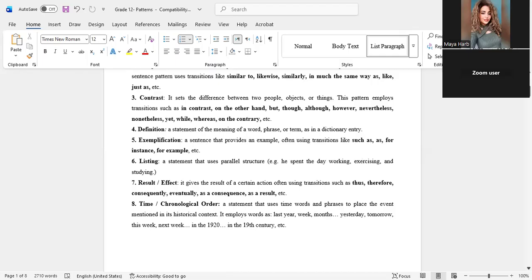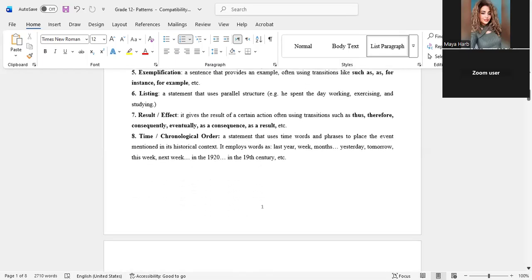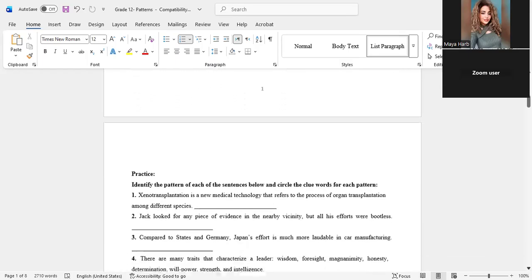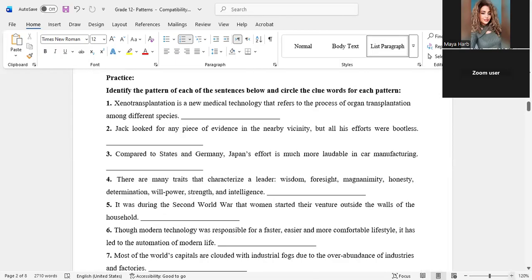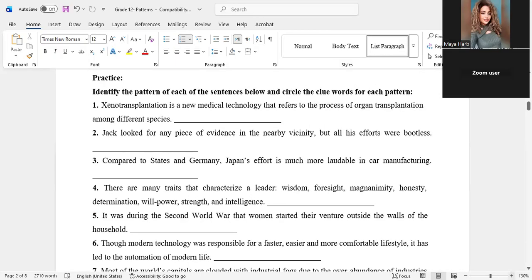Let's check out this exercise together. Here we have sentences. We need to read those sentences together. Actually, you will read them. Let me zoom in the screen a little bit. Can you see them clearly? Yes. Okay. Can you read me the first sentence, please?